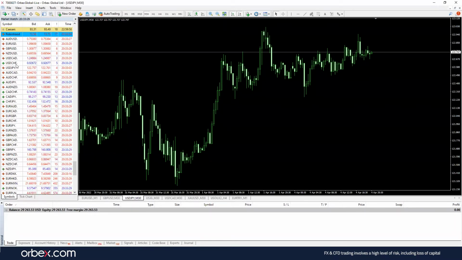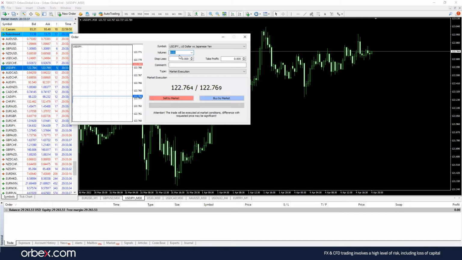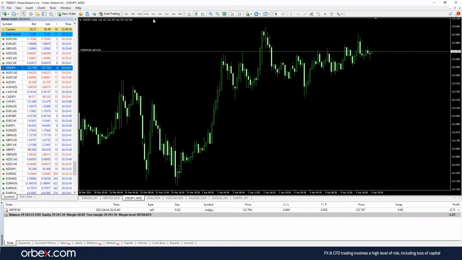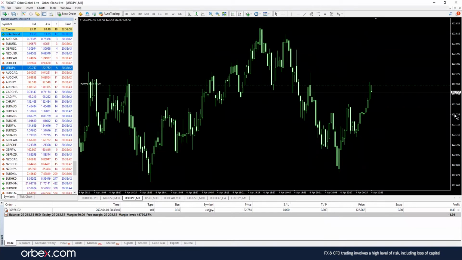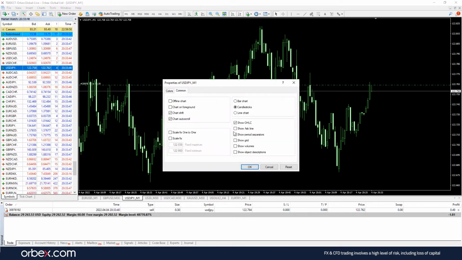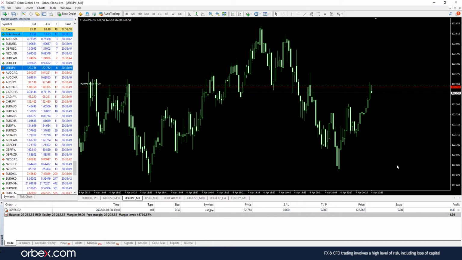Where's my dollar yen? It's here. So again, let's open a sell position. It's got to be a bit more adventurous. Sell. So put it on the 1 minute chart. Again, I have to show the ask line, sorry. And what's happened now is at 122.76, that's where my trade opened, because that's where the ask price was at the time.